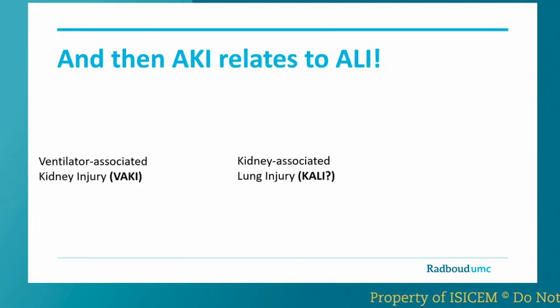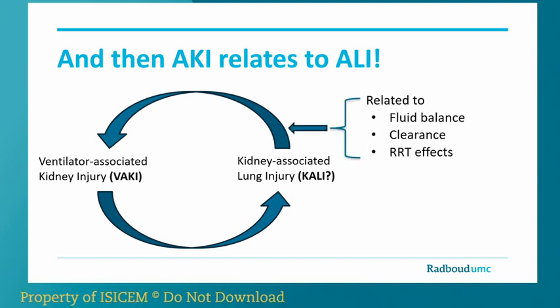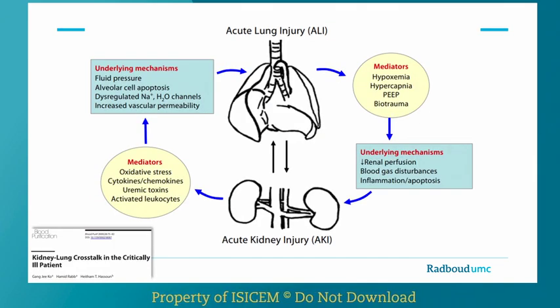And then it's not only that mechanical ventilation might lead to AKI, it's also the other way around. Kidney injury and AKI will lead to acute lung injury as well. And there's also a lot of literature on that. And most of that detrimental factors that are described there are related to fluid balance. If you have less renal function and less potential to actually get rid of your fluids, clearance effects, renal replacement therapy effects, that might all actually induce acute lung injury. So it's a very complex interplay, as is depicted in this one as well.